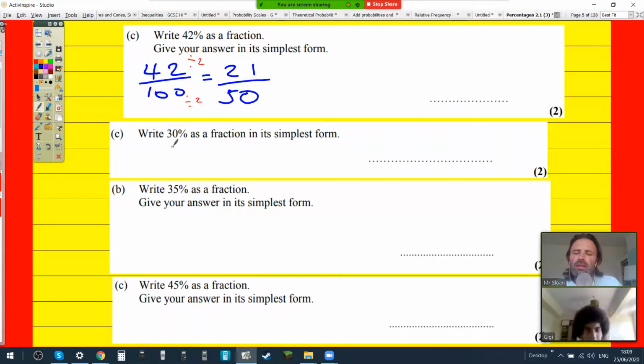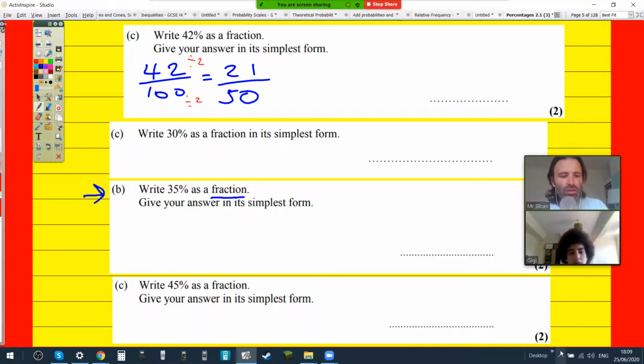Let's skip that one. Let's go to this one down here. 35%. 5/100. 100 divided by 5 is 20. No, I don't think I can do that in its simplest form. So one step at a time. What would it be as a fraction not in its simplest form?